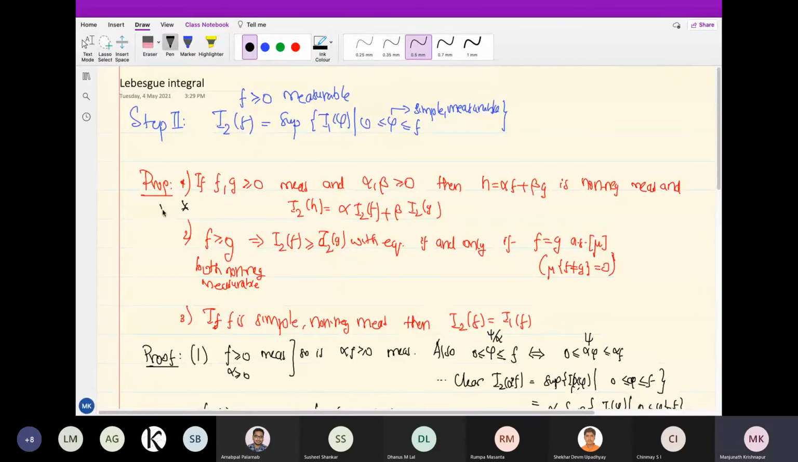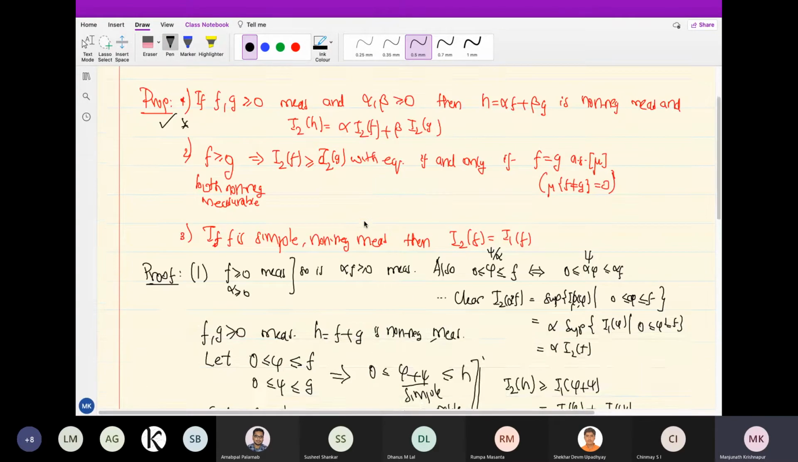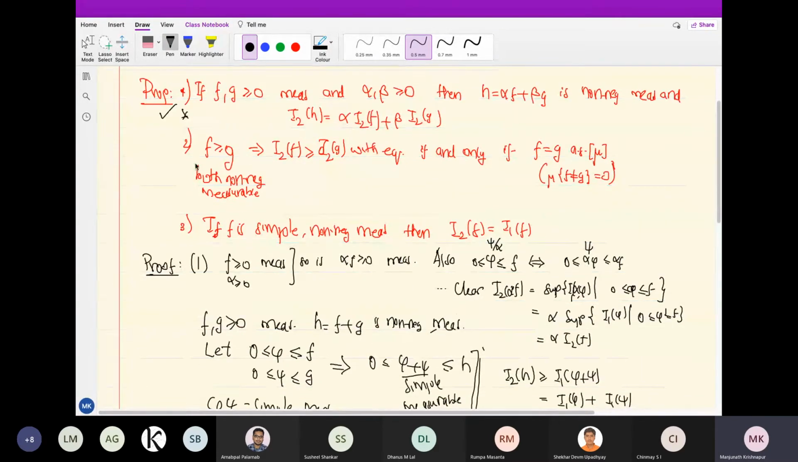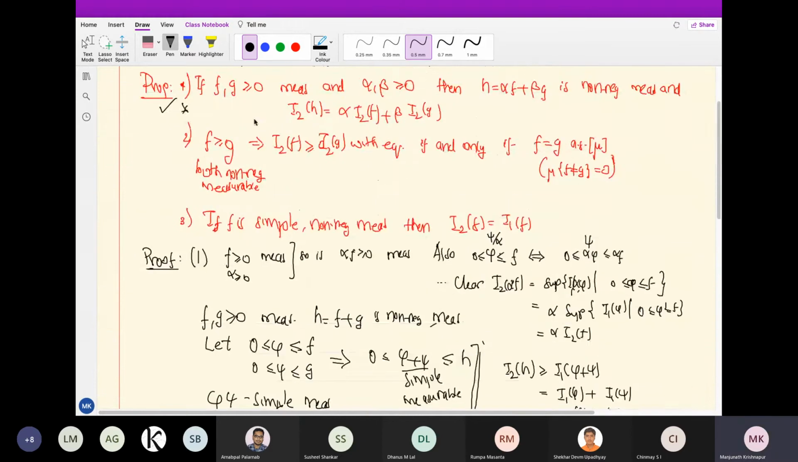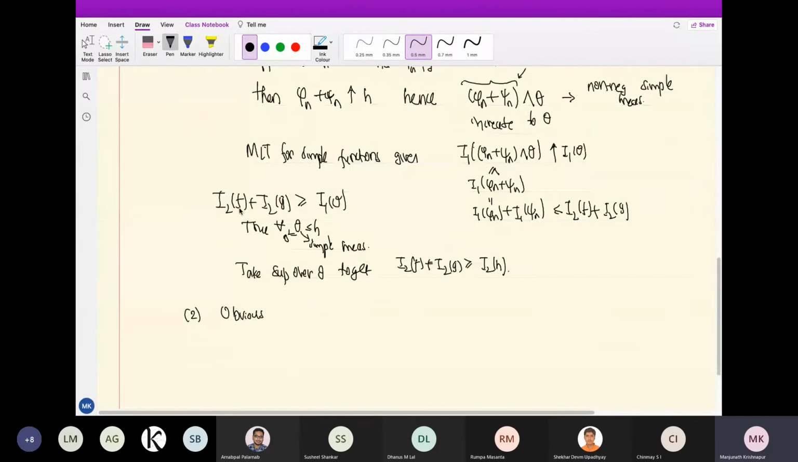We have proved this one now, because scalar multiplication was easy, addition was the thing. Then the rest of it is very trivial actually. What is the proof of 2? I mean, for 2 there is nothing to do. 2 is obvious. What is it saying? Okay, so let's not say obvious. One part is obvious.